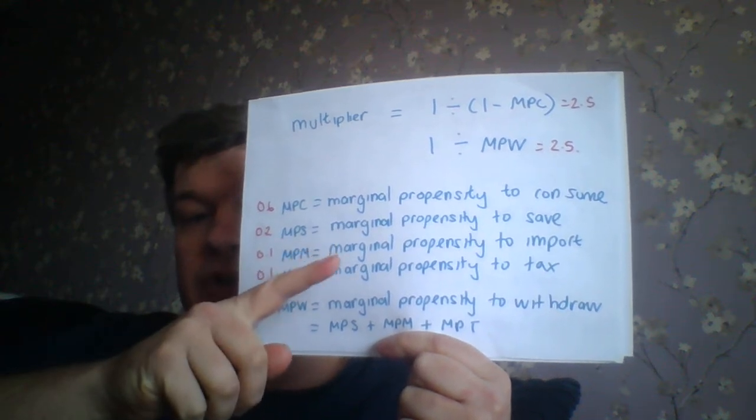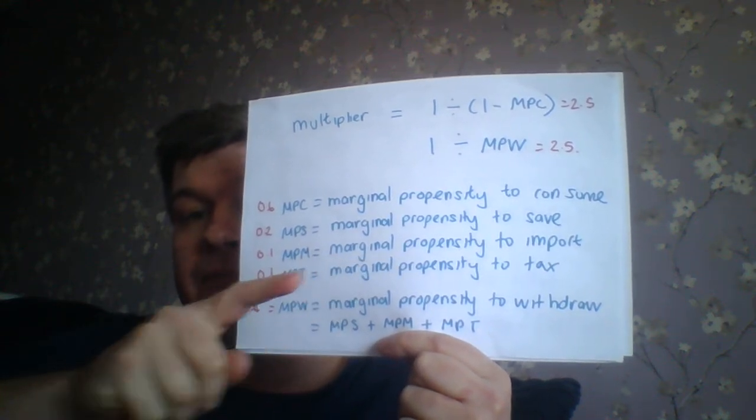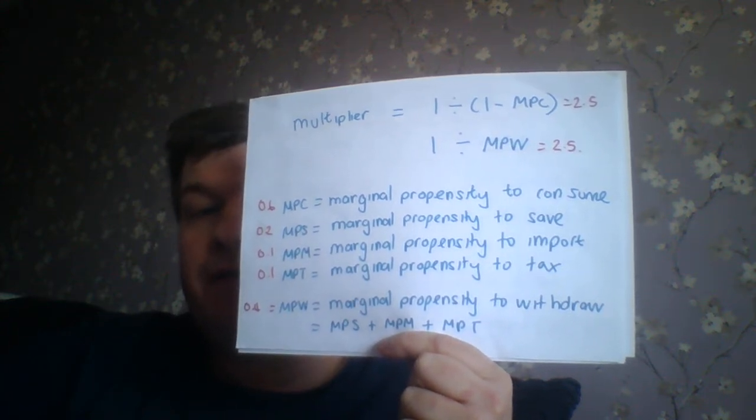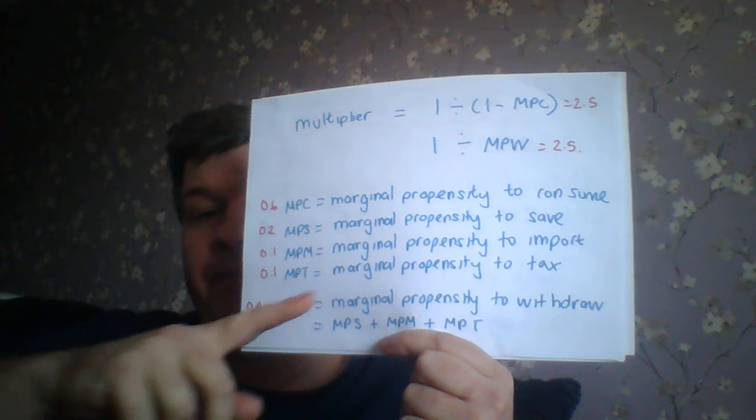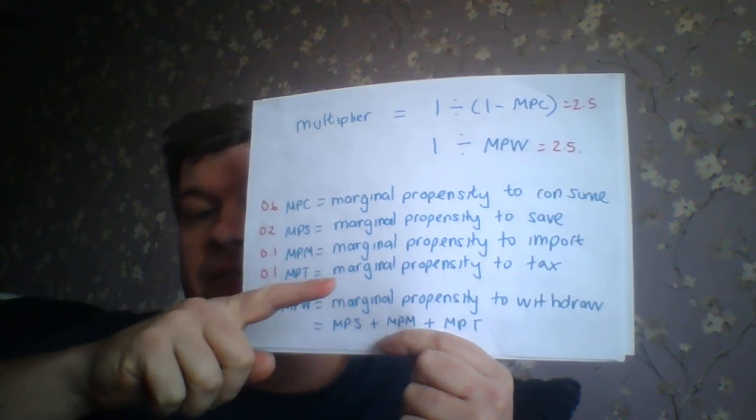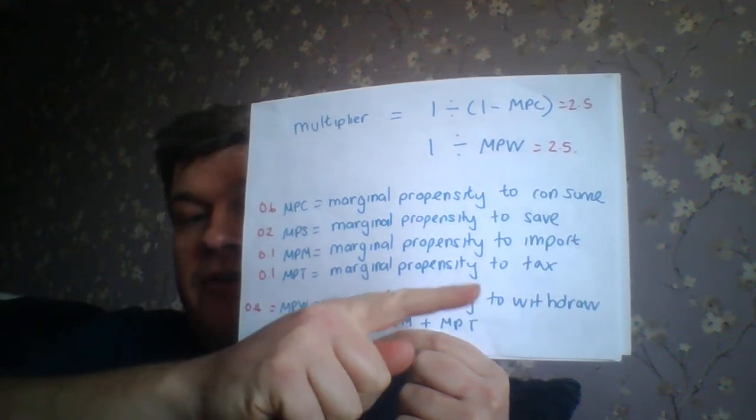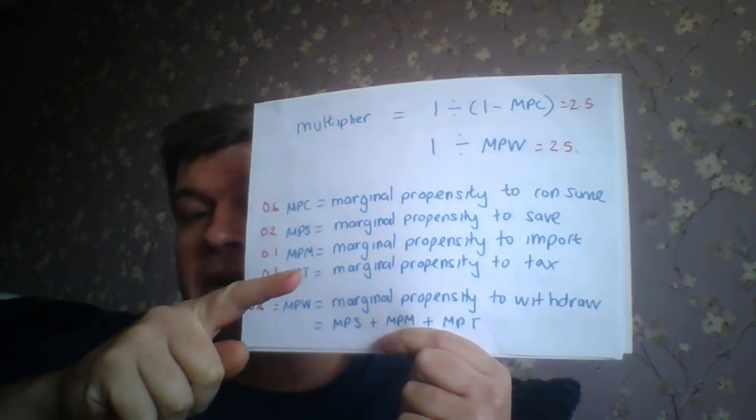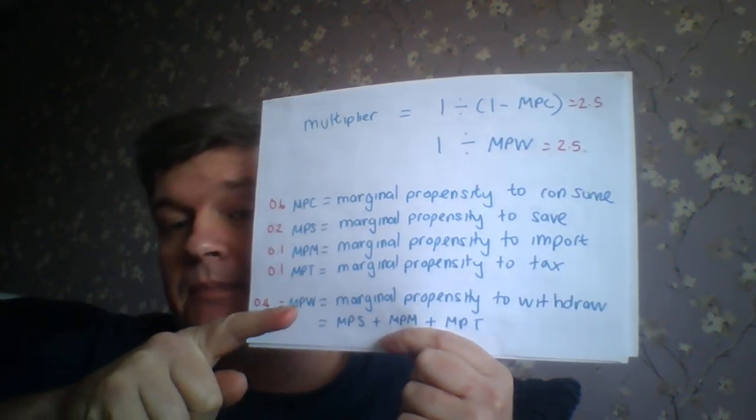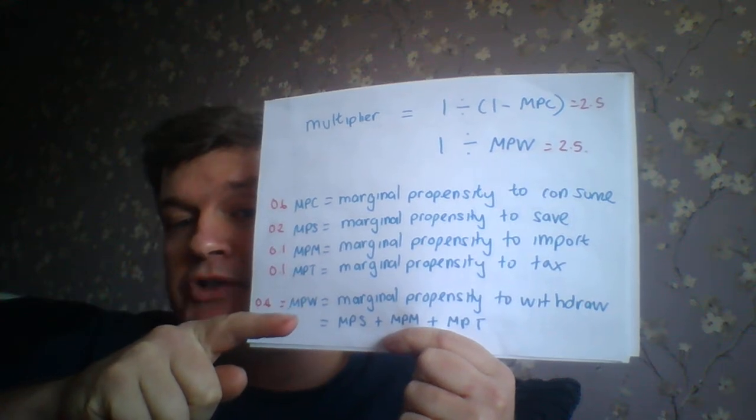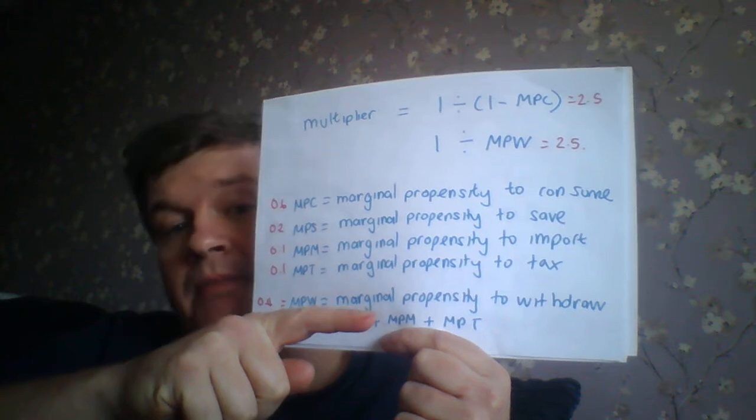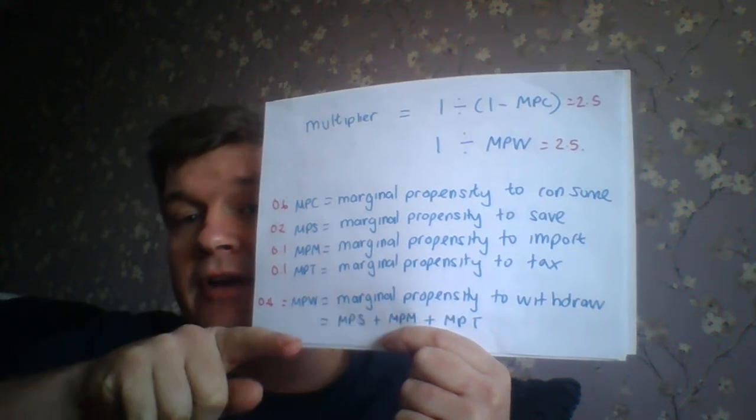We've got the marginal propensity to import, the MPM, the proportion of additional income which is used to buy foreign goods and services. And then finally the MPT, the marginal propensity to tax. This is looking at the proportion of additional income which is used to pay taxes to the government. The MPW, the marginal propensity to withdraw, is the sum of the MPS, the MPM and the MPT.